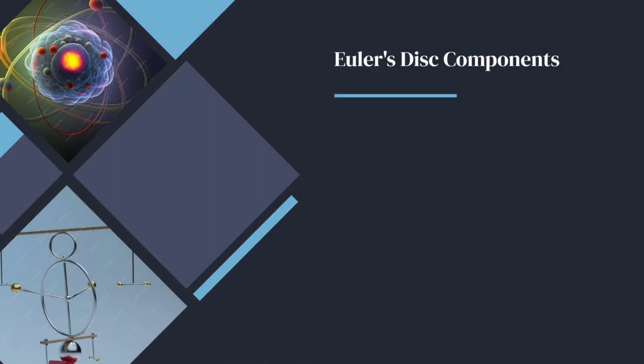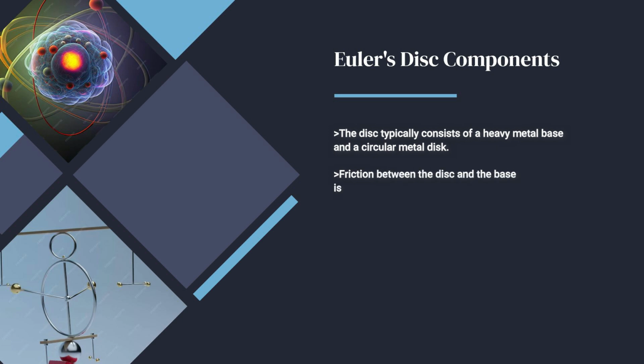Euler's disk components. The disk typically consists of a heavy metal base and a circular metal disk. Friction between the disk and the base is a crucial component, influencing its unique behavior.